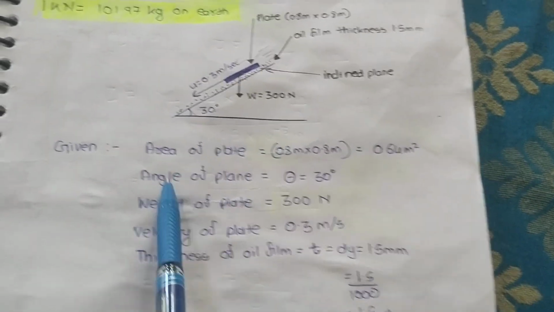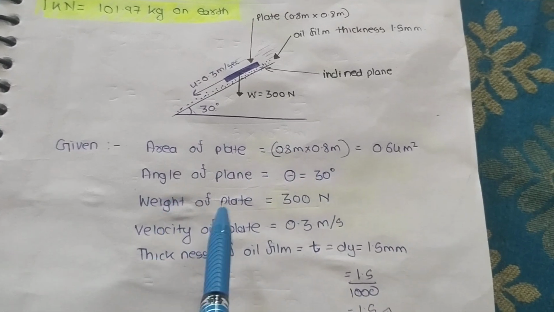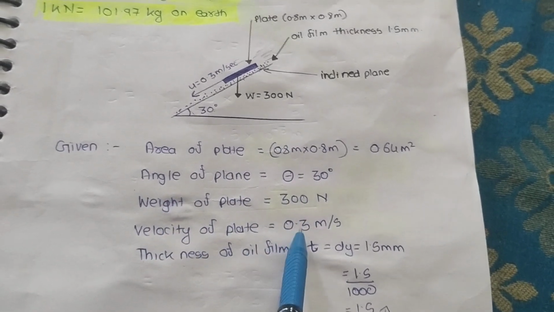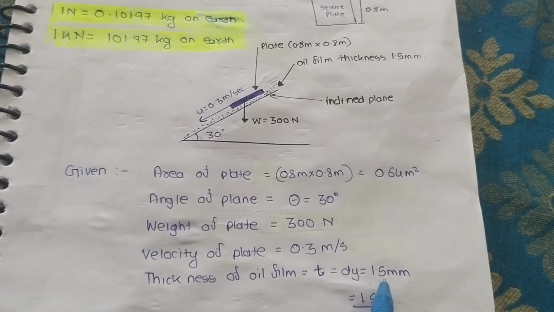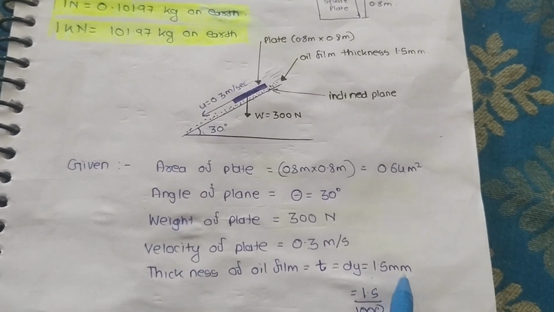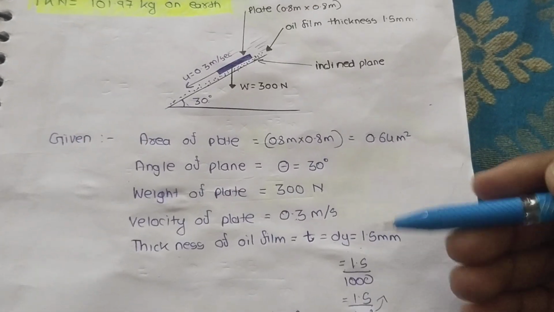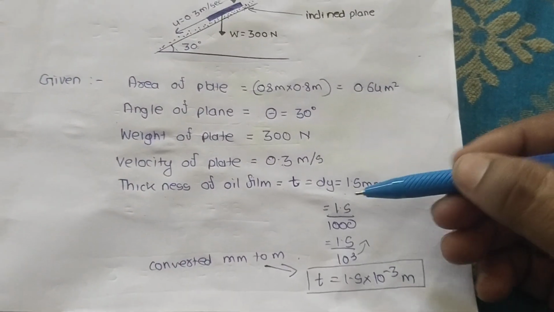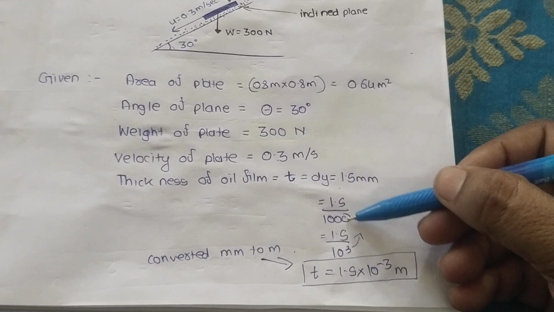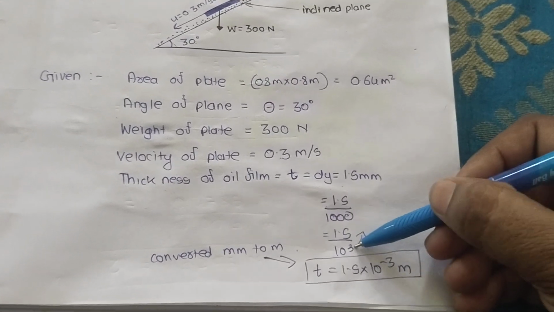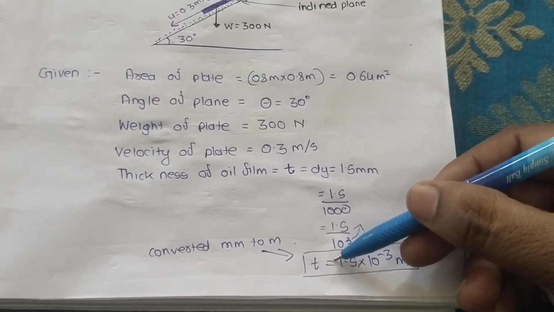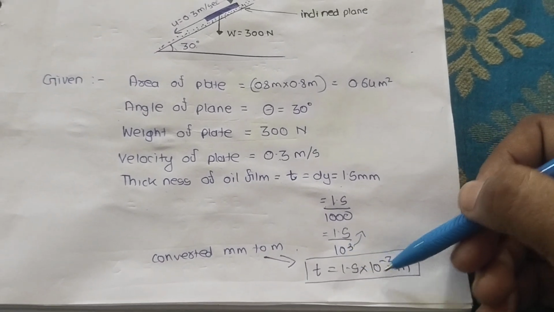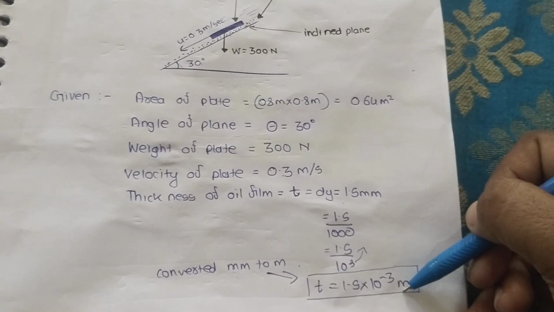Area of the plate is given. Angle of plane 30 degree, weight of the plate 300 Newton, velocity of plate 0.3 meter per second. Thickness of oil film t is equal to dy is equal to 1.5 mm. We have to convert it into meter. 1000 will be written like this, and 10 raised to 3 will come in the numerator, so we can write 1.5 into 10 raised to minus 3 meter. So we have converted the mm into the meter.